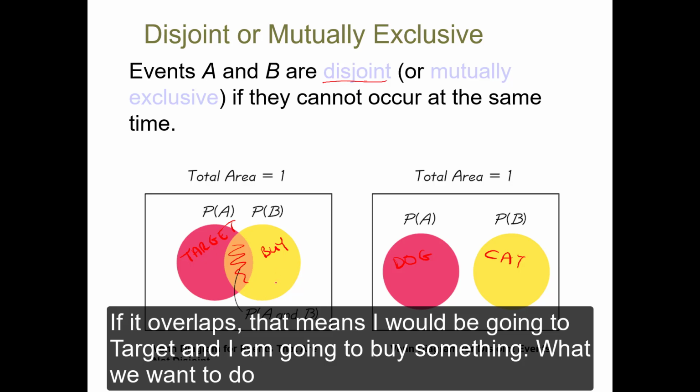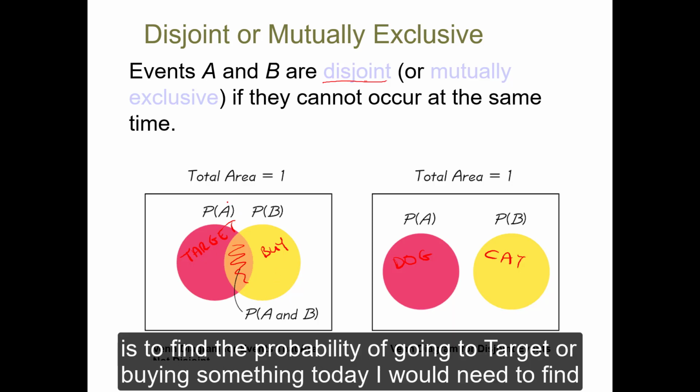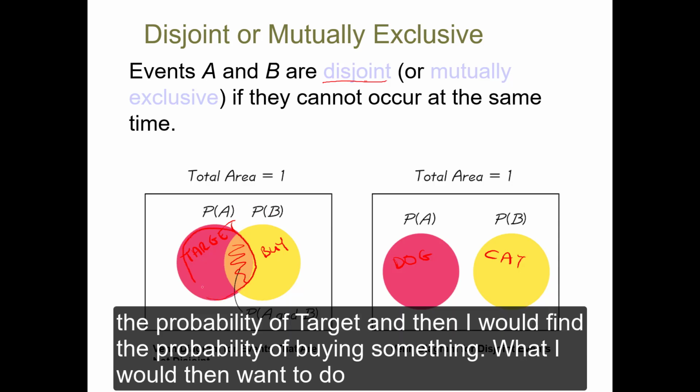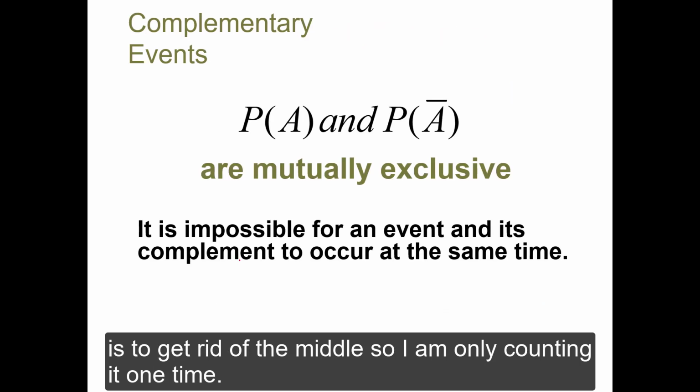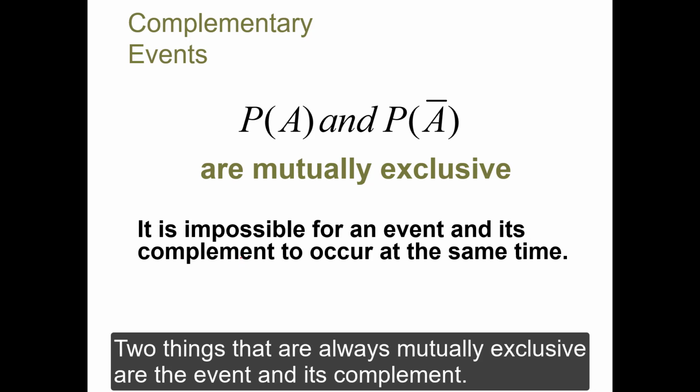All right, so if we were going to find the probability of going to Target or buying something today, I would need to find the probability of Target. So I'd find all this. Then I would find all of this, buying something. But I'm going to get rid of the overlap, because that way I'm only counting it one time. Two things that are always mutually exclusive are an event and its complement, right?